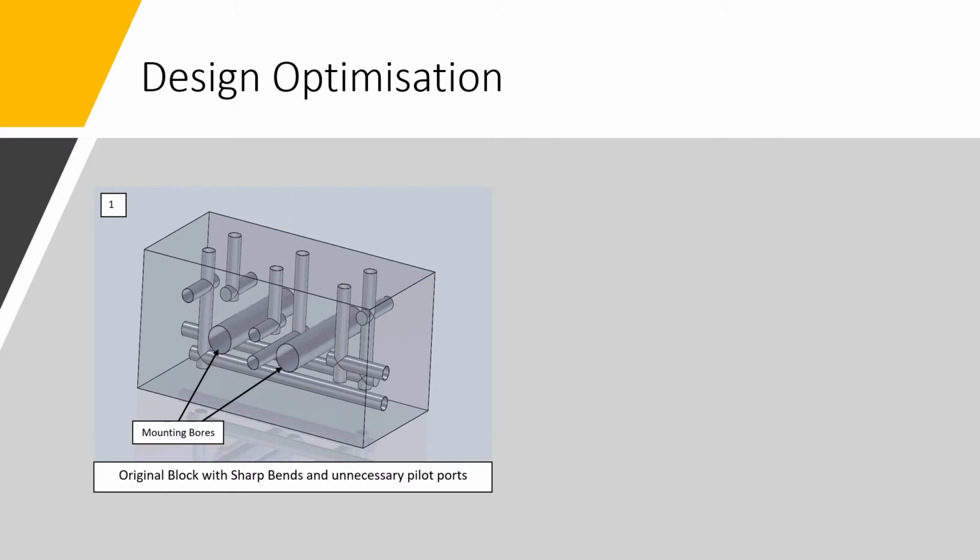Extensive advancements in additive manufacturing technology have been made in recent years. Additive manufacturing allows designs with complex geometries to be created which would have previously been impossible to achieve. To demonstrate the potential benefits additive manufacturing could have in hydraulic applications, a case study has been carried out on a basic manifold block. The original block has sharp bends, as can be seen here, and redundant pilot bores, which can be seen here, which result in turbulent flow and reduced overall performance.